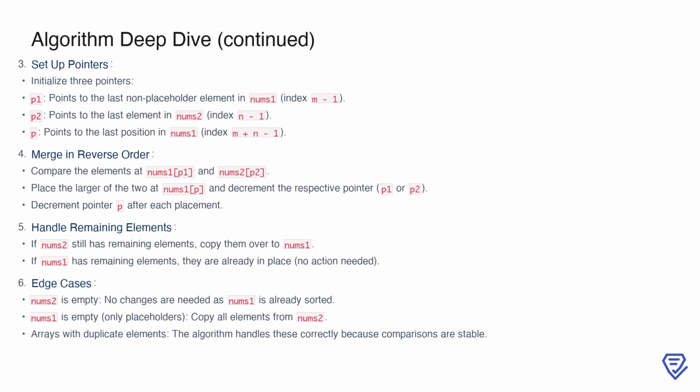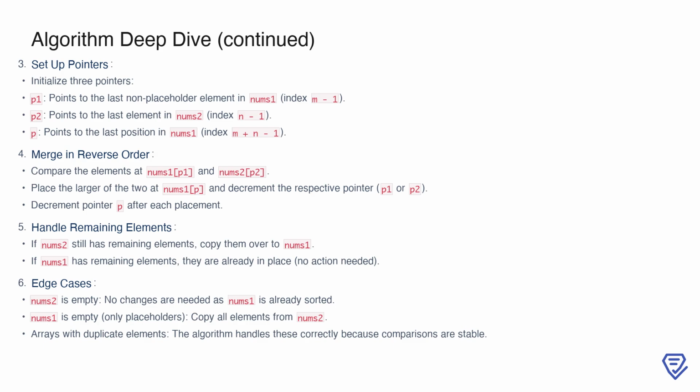At each step, we compare the elements at nums1[p1] and nums2[p2]. Whichever is larger gets placed at nums1[p], and the respective pointer, either p1 or p2, is decremented. After placing an element, the pointer p is also decremented to move to the next position. If nums2 still has elements left after this process, we copy them directly into nums1. On the other hand, if nums1 has remaining elements, no action is needed since they are already in place.